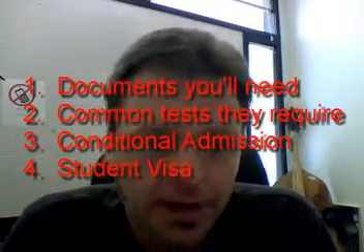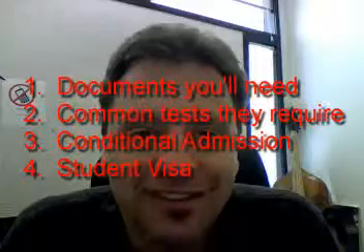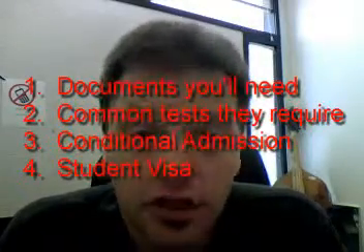In this video, we'll talk about how to apply to an American university if you're an international student. We're going to cover four things: the documents you will need to apply, the common tests required by American universities, conditional admission, what it is and how it helps, and we'll very quickly talk about the U.S. student visa.